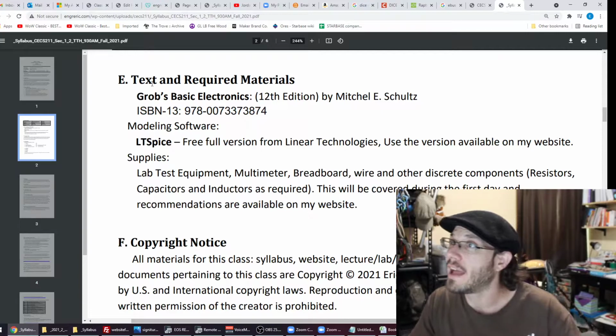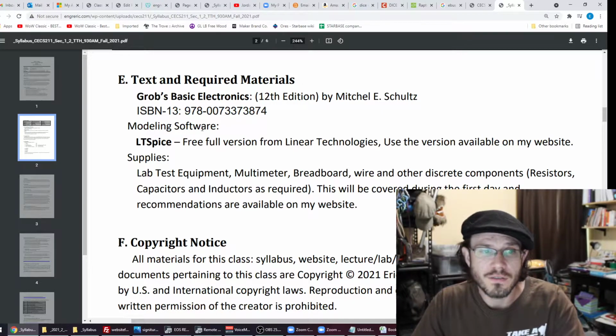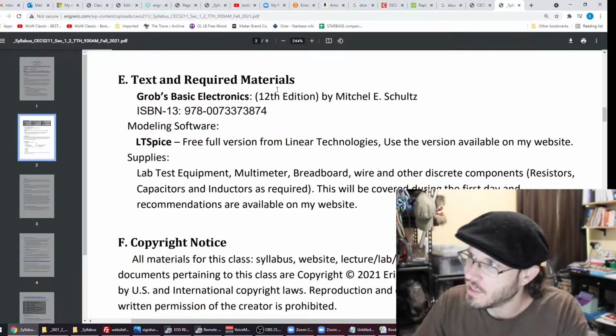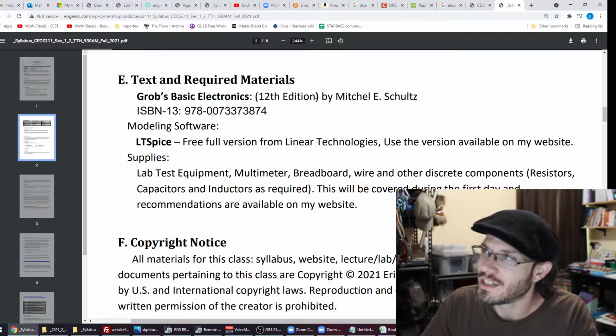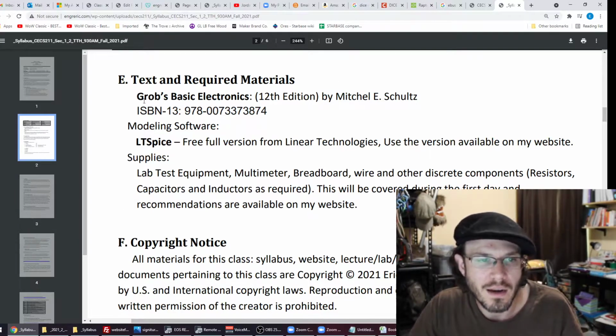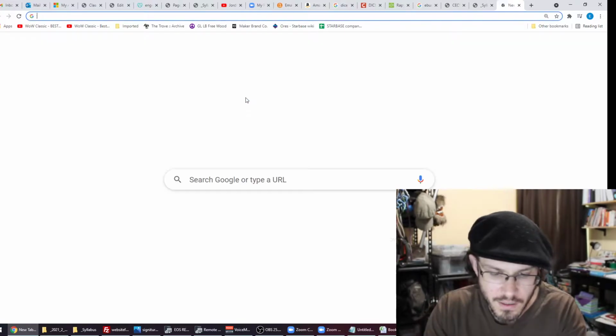Okay, let me go ahead, jump over to the textbook that we are using. We're going to be using Grob's Basic Electronics. Officially, I'm going to be sticking with the 12th edition. Any assignments that I give are going to be from the 12th edition. Let me go ahead and pull up what this book looks like.